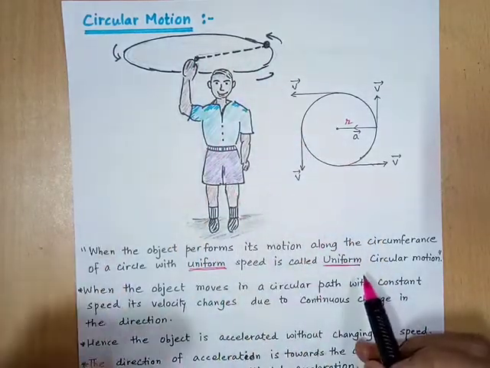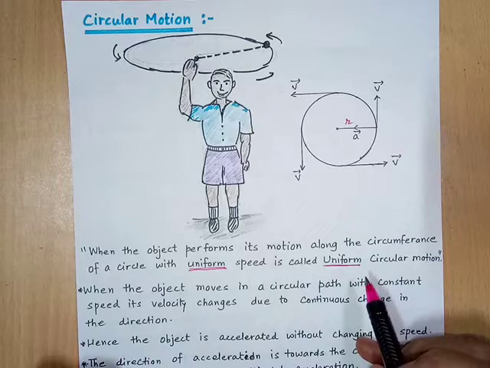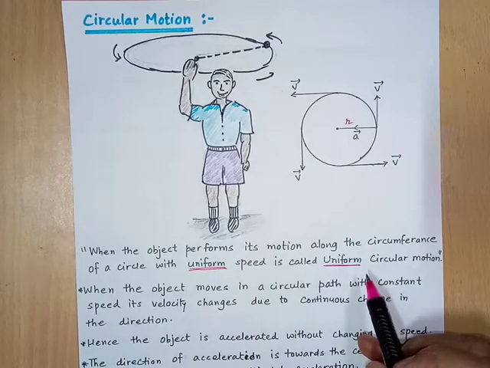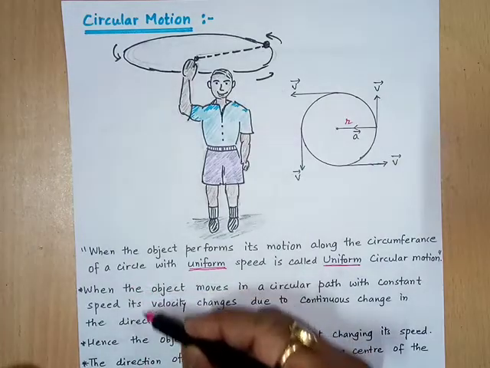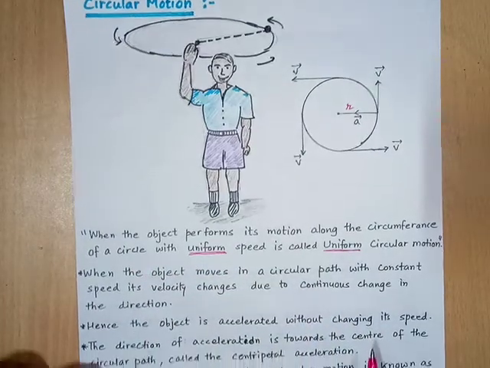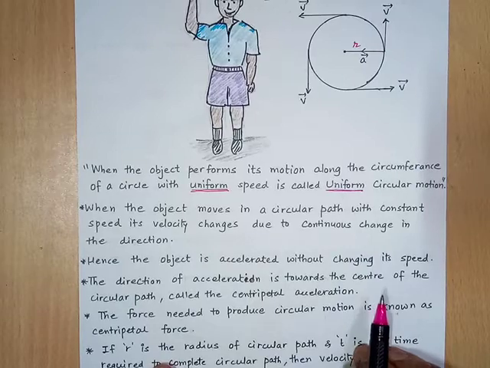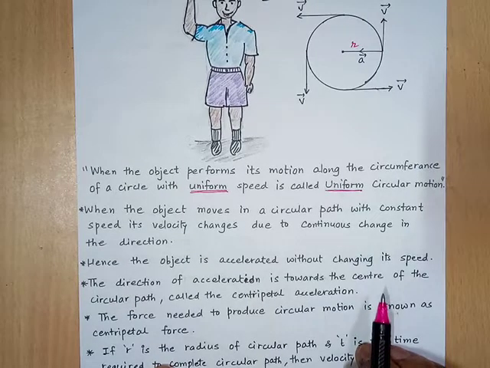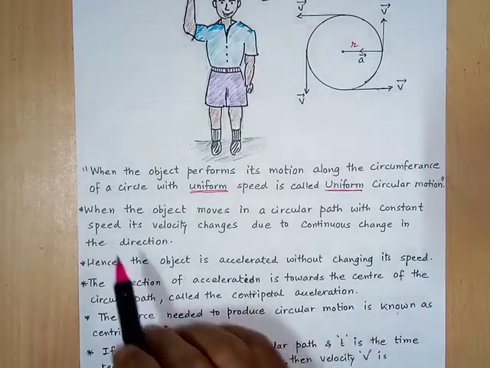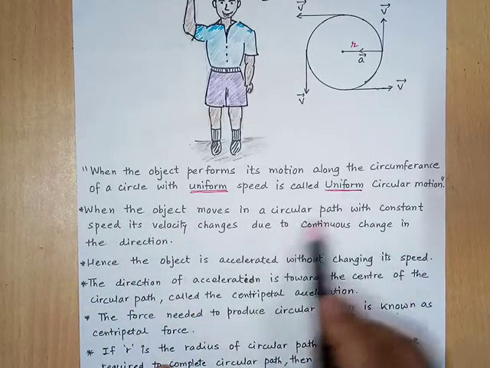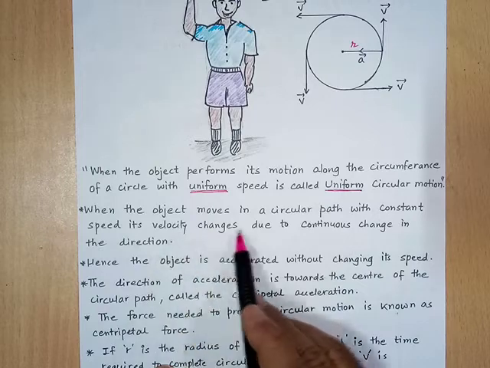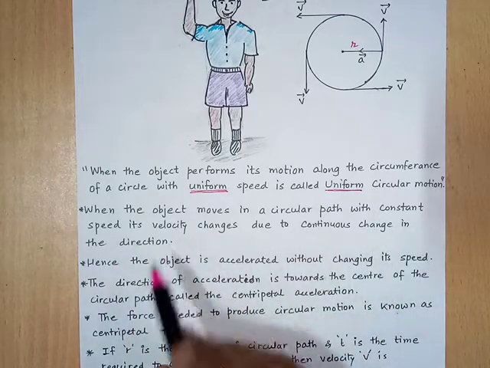Now there are some important points related with the circular motion. I will enlist some points over here and describe them one by one, so that you can easily understand what the important points related with the circular motion are. The very first point is that when the object moves in a circular path with constant speed, its velocity changes due to continuous change in the direction.